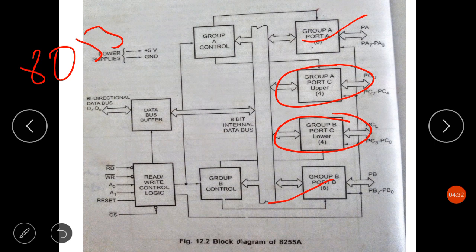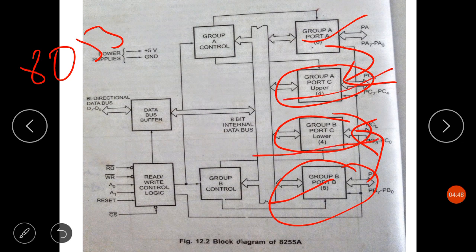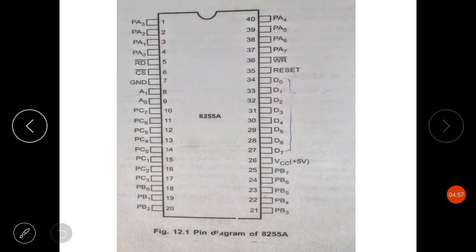So port A will be using 3 lines from the upper bits of port C, and port B will be using 3 lines from the lower part of port C as handshaking signals. The remaining 1 line of this port C and the remaining 1 line of port C will be used for simple input output functions.